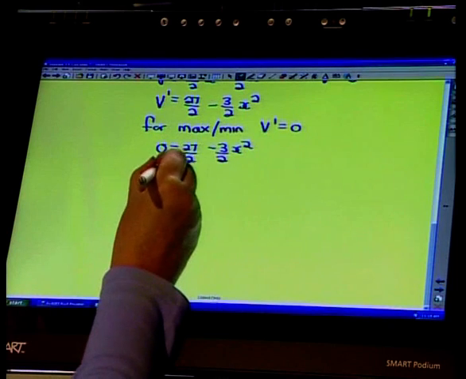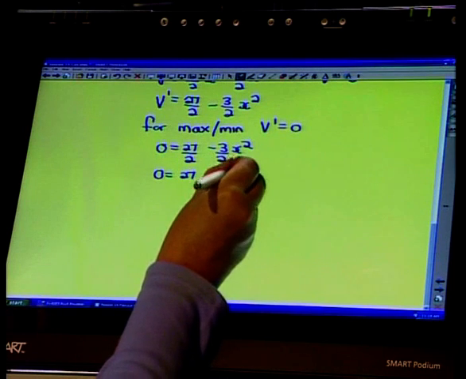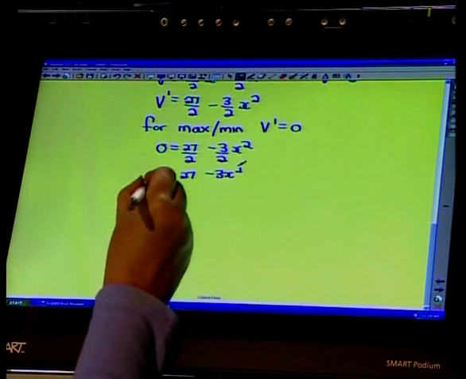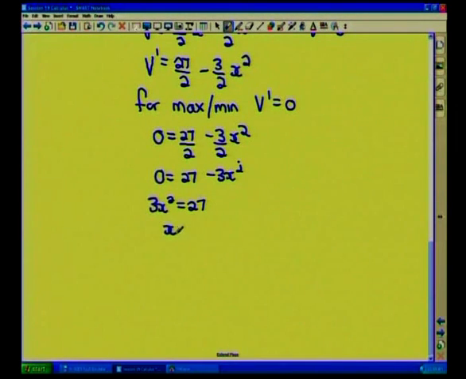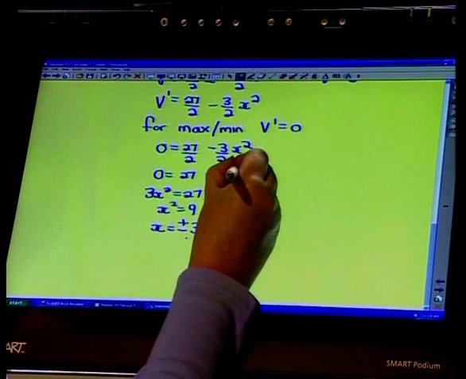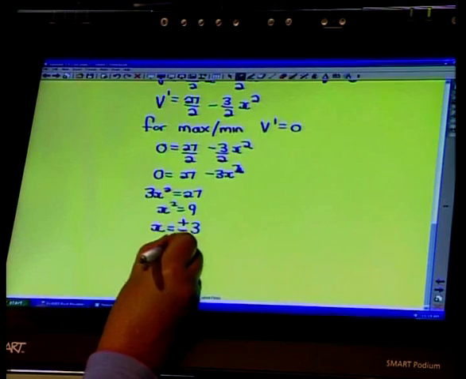Times through by 2. So 0 is equal to 27 minus 3x squared. And we can see now that we can get the 3x squared on this side equals 27, which means x squared is equal to 9, which means x is going to be plus or minus 3. Now, clearly, what was x? X was the length of the base. Now, if the length of the base is there, can it be a negative? Clearly not. So obviously, the negative option is not an option. So the answer would be x equals 3.